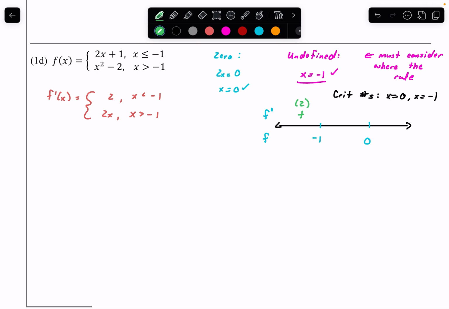In fact, it's always going to be 2, right? Which means f is increasing. And again, I probably want to go in and write that f prime is undefined here. f prime was equal to 0 there.